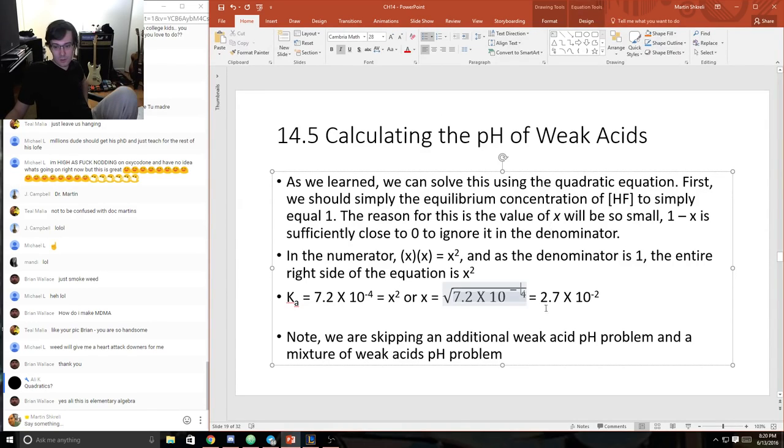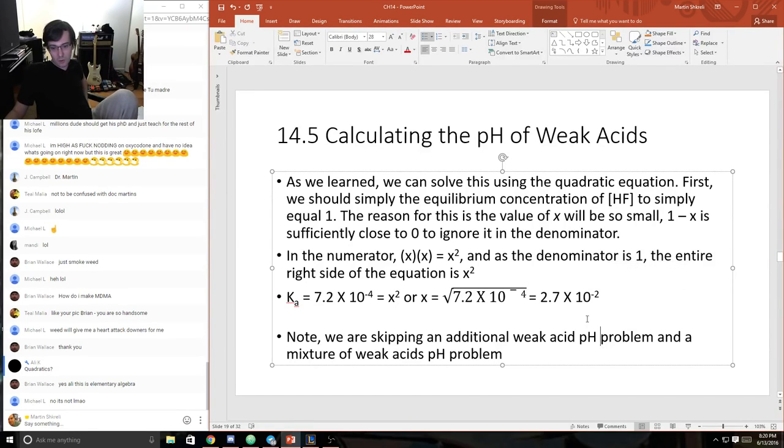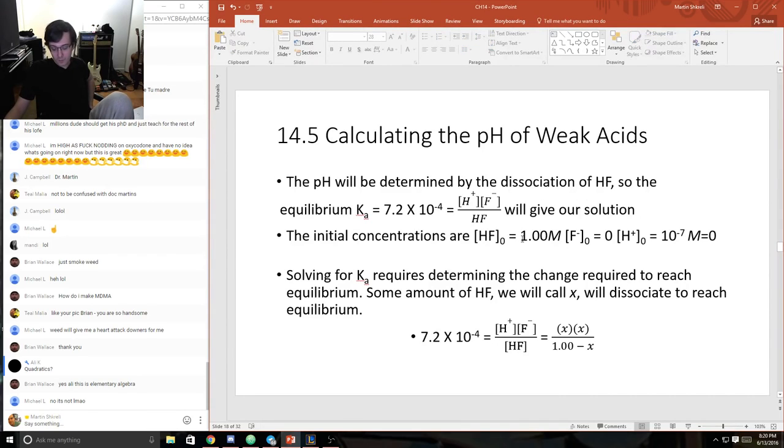And this is sort of a little hard to see, but the Ka we know is given to us as 7.2 times 10 to the negative fourth, and that's going to be equal to x squared. That's the equation. So if we take the square root of both sides, we'll solve for x, and x is 2.7 times 10 to the negative second. So this is a very simple way to calculate the values of this, and so we can use simple pH to calculate this out.